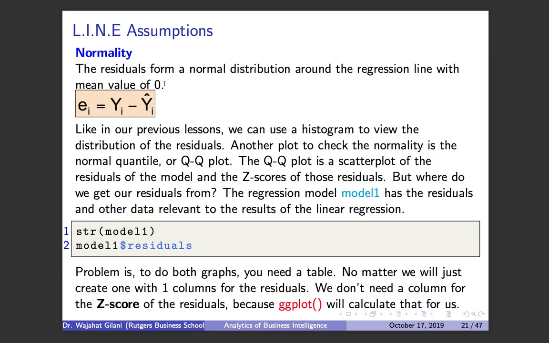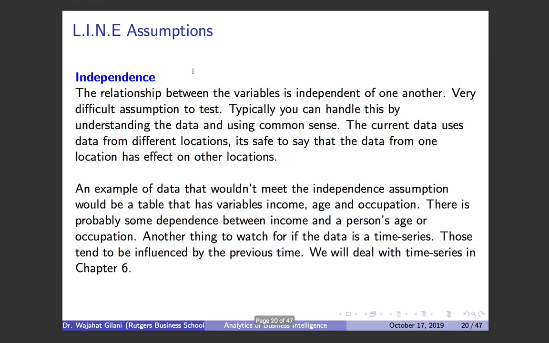0. Now, obviously my undergrad was comp sci and economics, but I did a master's in quantitative finance. I did a PhD. This part, I was like, what are they talking about? The residuals form a normal distribution around the regression line with a mean value of 0. What are they talking about? This is what they're talking about.